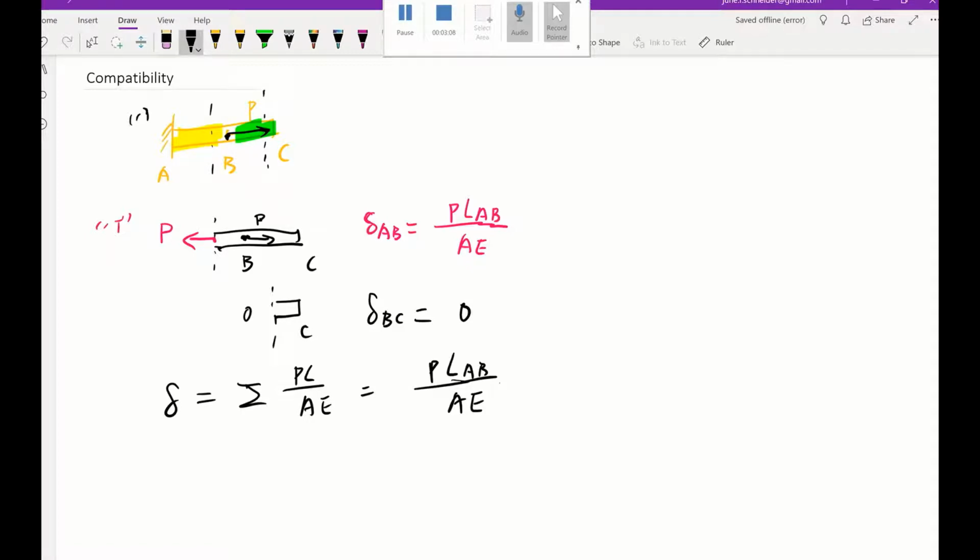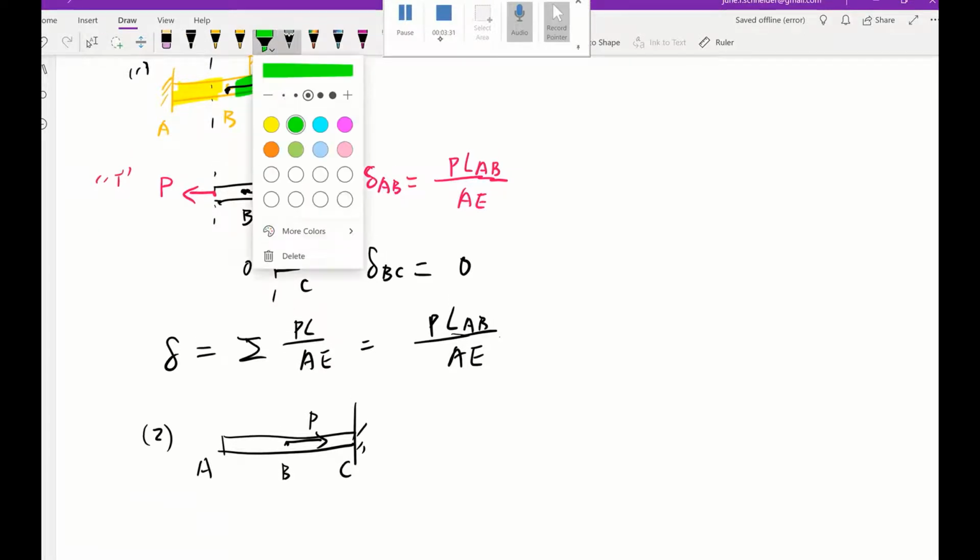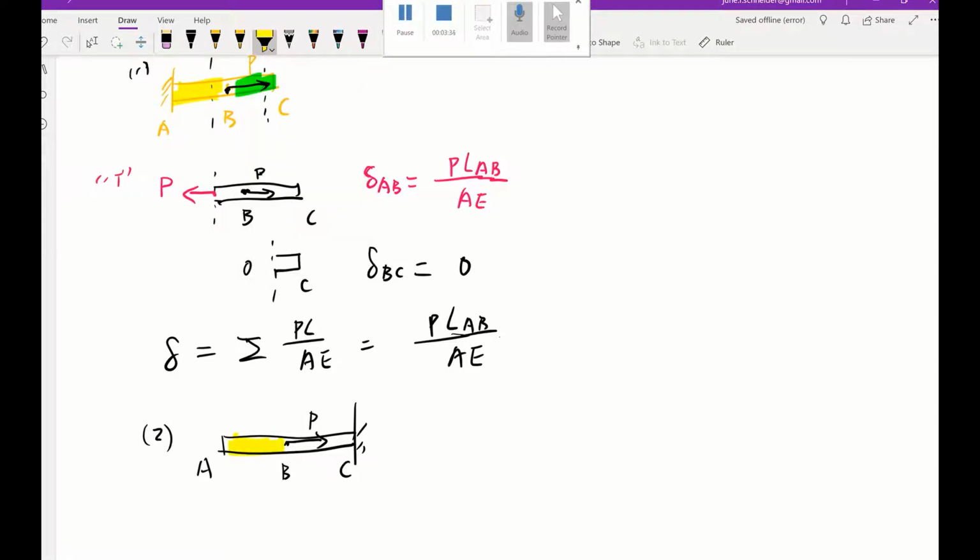And the second scenario I want to introduce is the same bar ABC. However, this time the fixed support is at C. So we have ABC, but it's fixed at C now. What do you think is going to happen? We're going to use the same logic, and we also have two sections, AB and BC.